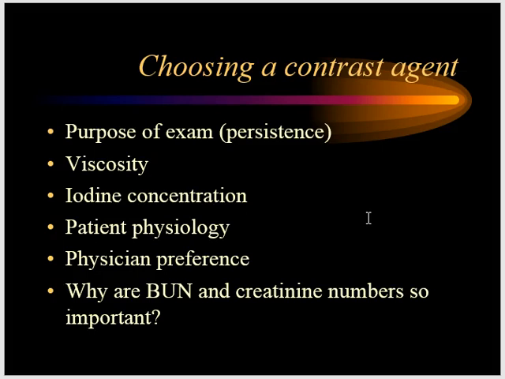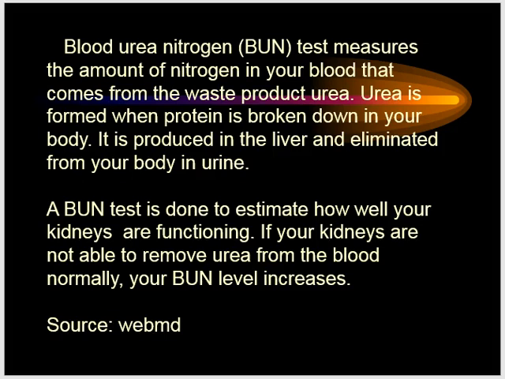Patient physiology. Some patients cannot tolerate a really strong contrast agent. So if a patient has kidney trouble or something like that, then we might use a weaker agent or something that has less contrast in it. It's not as easy to see, but it's safer for the patient. And don't forget about your BUN, B-U-N, and creatinine numbers. We always, before we're going to give a patient a contrast agent, we have to check BUN and creatinine. And why are they so important? Well, I'll tell you. The blood urea nitrogen. This is a way to tell how well the patient's kidneys are functioning.